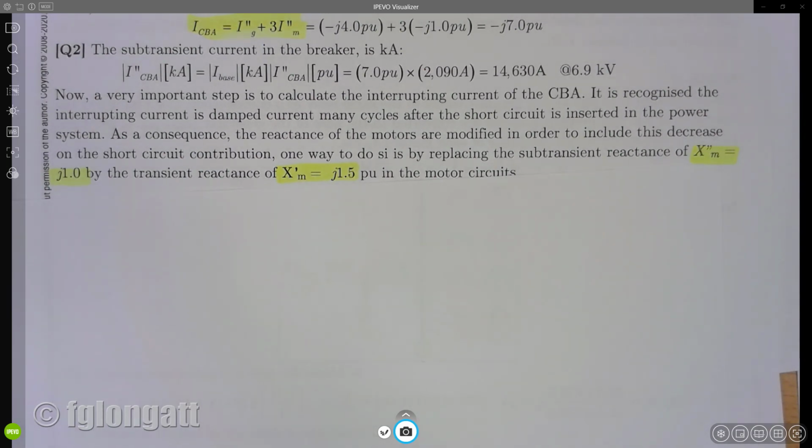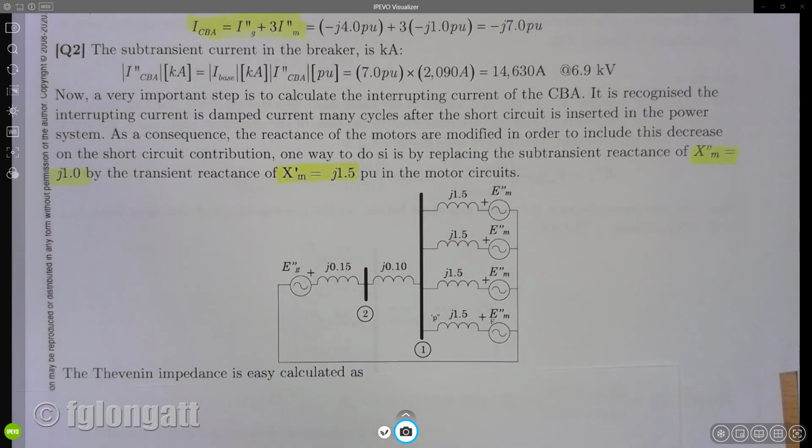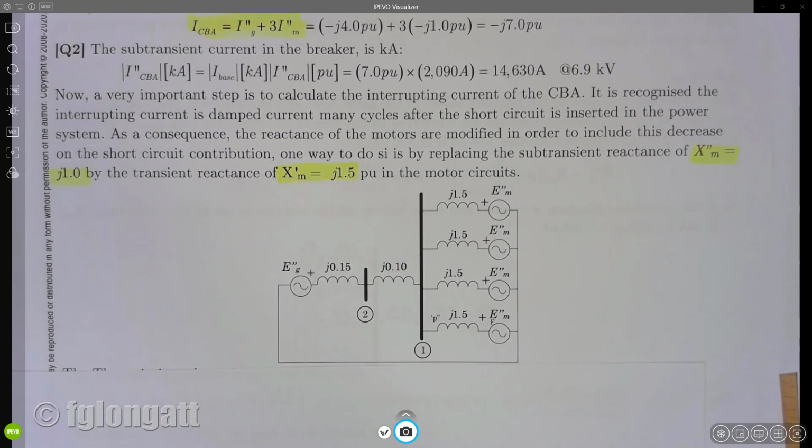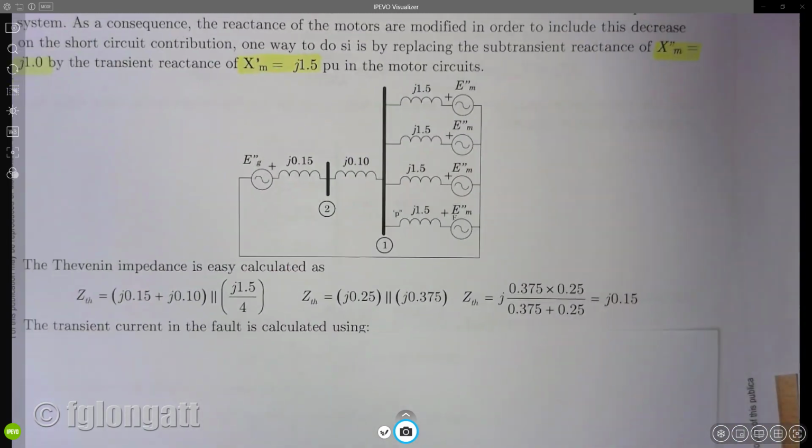Okay. What that means is that right now the reactance of this motor is increased because there is some DC component that is decreasing over time. Okay. Now, what I am presenting here is again the reactance circuit for our power system. But right now we are using 1.5 per unit as the transient reactance of these motors. Okay. What is the next step?